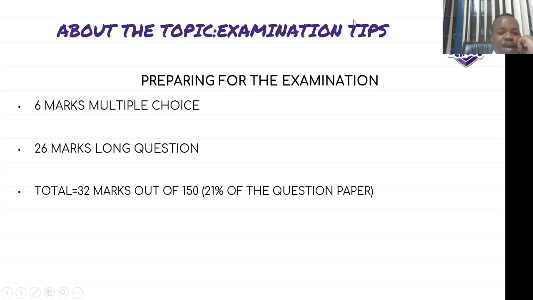Now, to prepare for this particular topic, my dear learners, remember at the end of the year, it is going to be your paper 1, and you will get your multiple choice questions being about 6 marks and your long questions being about 26 marks. In other words, this topic alone, from Newton's first law of motion to Newton's third law of motion, is going to give you plus minus 32 marks out of 150. And that is 21% of the question paper, and you can really do well.